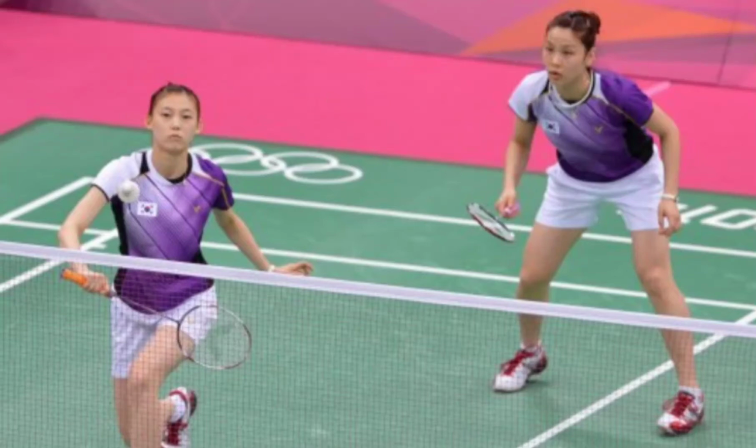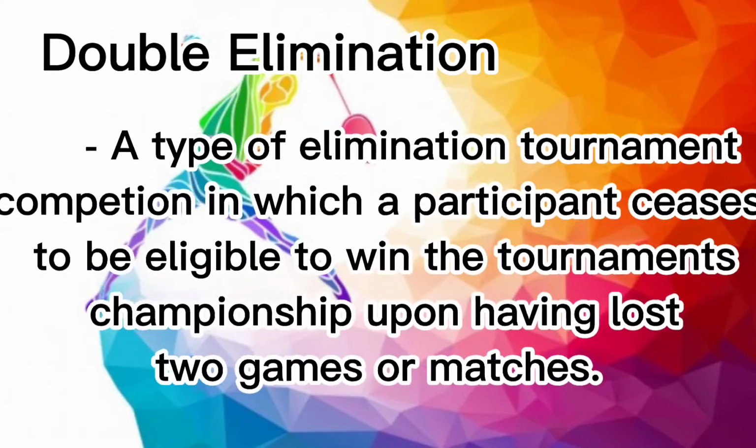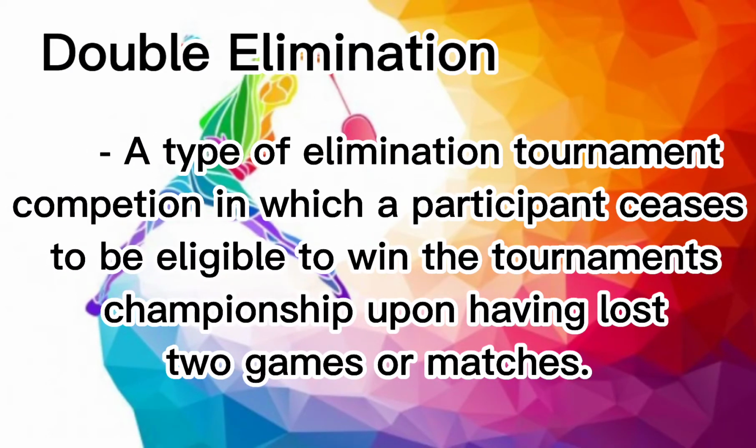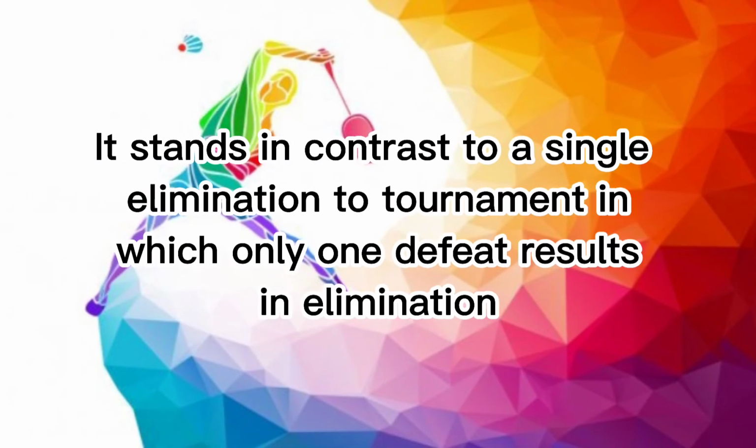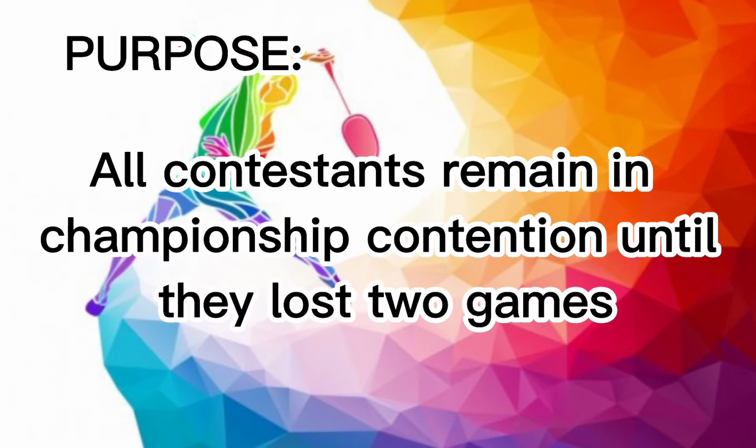The next mode of tournament is double elimination. Double elimination is a type of elimination tournament competition in which a participant ceases to be eligible to win the tournament's championship upon having lost 2 games or matches. It stands in contrast to a single elimination tournament in which only one defeat results in elimination. For the purpose of double elimination, all contestants remain in championship contention until they lose 2 games.